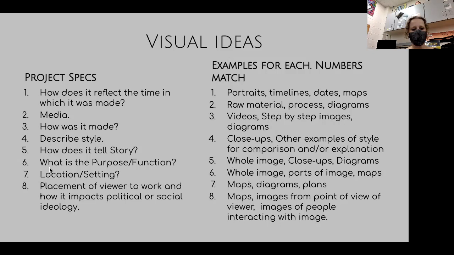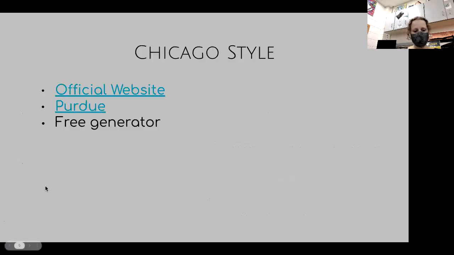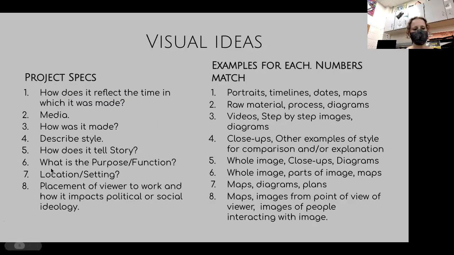When it comes to what is its purpose or function, you can have, once again, the whole image, parts of the image, maps, diagrams, whatever is necessary. For location and setting, you can go once again to maps, diagrams, and plans, and then placement. Probably the best thing is to have images of people in those environments, right? So have maybe a map, but also maybe include images from the point of view of the viewer and how people interact with the pieces.